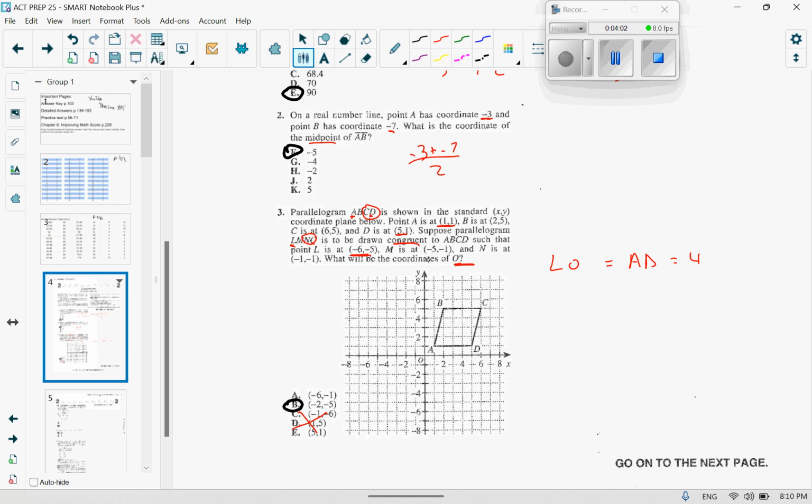So if I look at C and D, the coordinate C is 6, 5 and D is 5, 1. I get 4 in the y direction and 1 in the x direction. So I want to find where a similar relationship holds there. Looking at N, it's -1, -1. I need to go 1 in one direction and 4 in the other. Well, this would actually only go 0 in that direction. That's a distance of 5 total, so it can't be A. Therefore, it would have to be B.